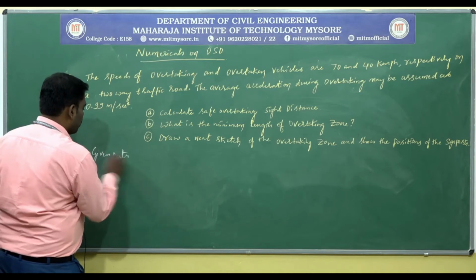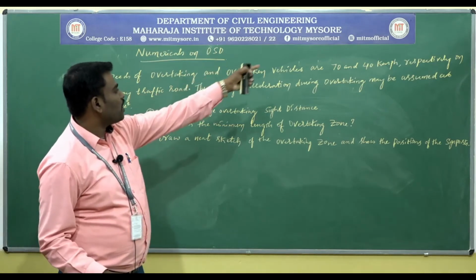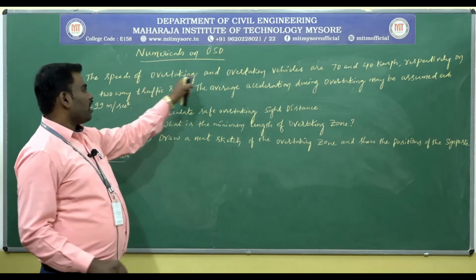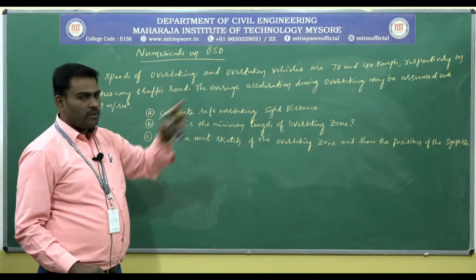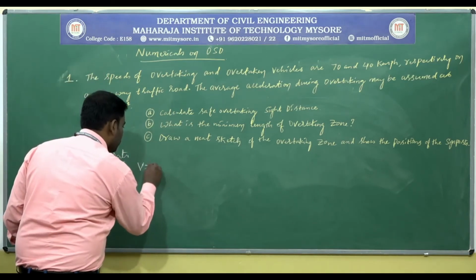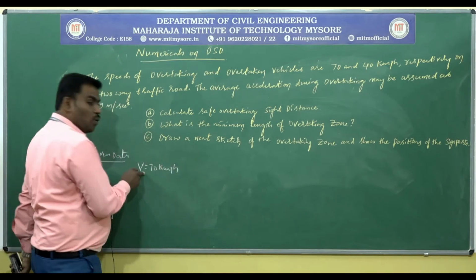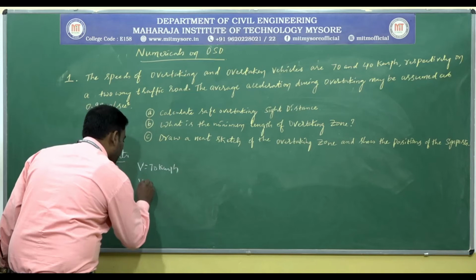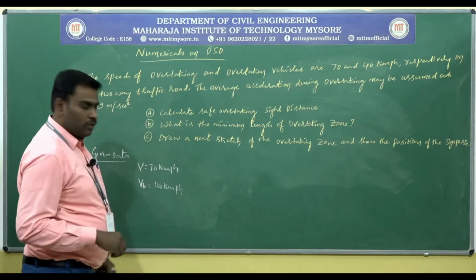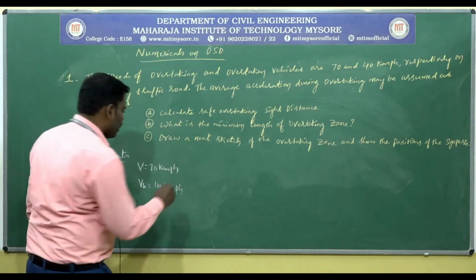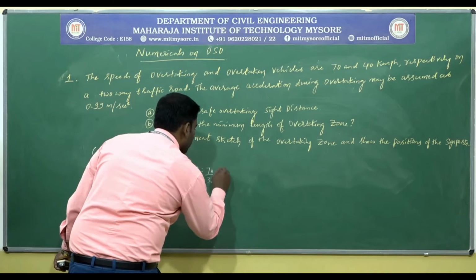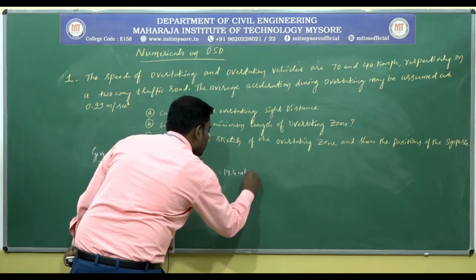What is given? They have given the speeds of overtaking and overtaken vehicles as 70 and 40 km per hour. The speeds of overtaking vehicle and overtaken vehicle, that is V and VB. V is given as 70 km per hour, that is the speed of overtaking vehicle. What about the speed of overtaken vehicle VB? They have given 40 km per hour. In terms of meter per second, small v is 70 divided by 3.6, which gives about 19.4 meter per second.